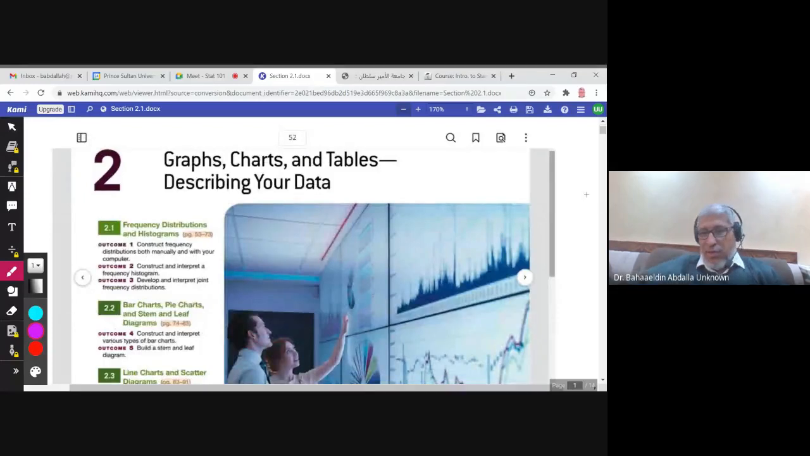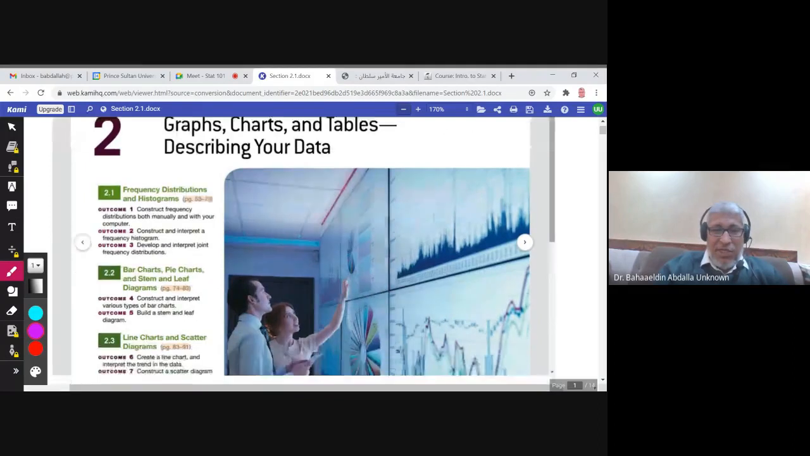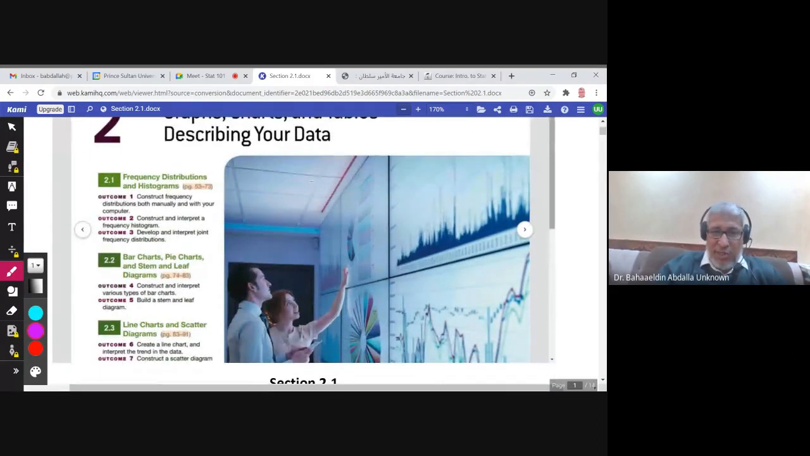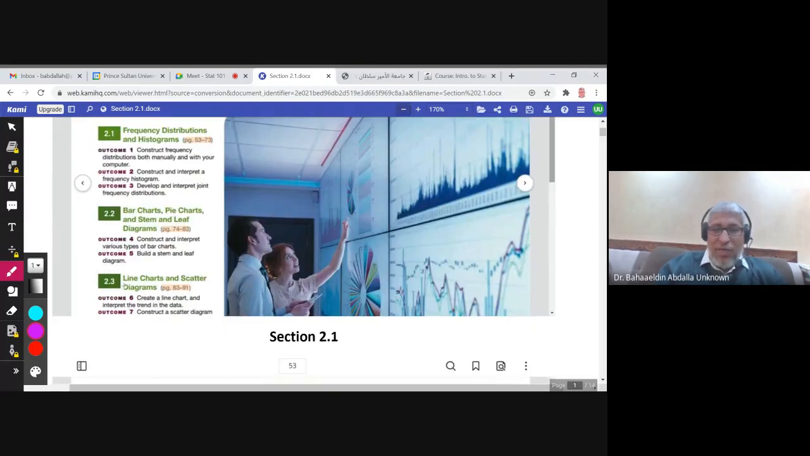...which is about describing data using graphs, charts and tables. Charts and tables, graphs, charts and tables, describing the data using these things. There are 3 sections in this chapter: frequency distributions and histograms in section 2.1, bar charts, pie charts, stem and leaf diagrams in 2.2, line charts, scatter diagrams in 2.3.